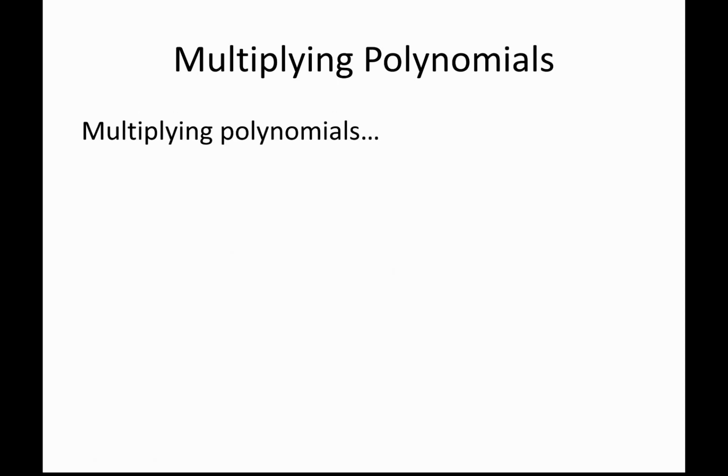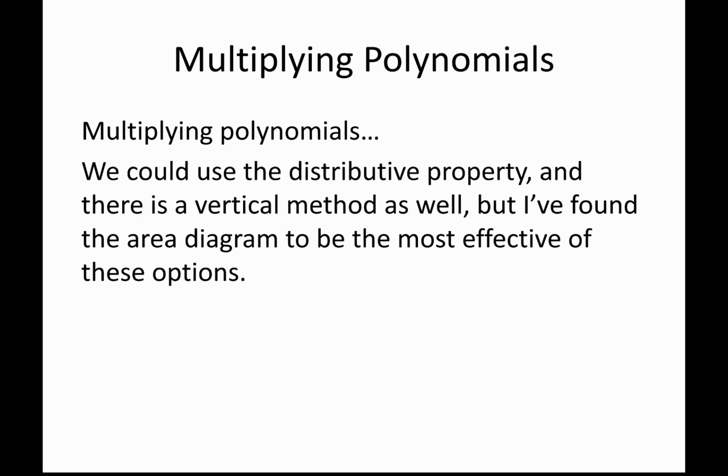Now multiplying polynomials, okay, you could either use the distributive property that we just saw there, but it could get a little bit messy. And there's also a vertical method as well that some textbooks have. But I've found that the area diagram is probably one of the easier ones to use outside of when you have two binomials multiplied together. Obviously, I would recommend that you use the FOIL method, which is something that gets talked about in other areas here. We could talk about it in class as well.